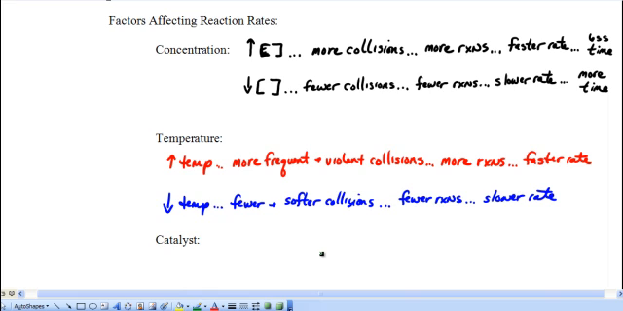Temperature also affects the rates of reactions by speeding up the particles so that they collide more frequently, but it can also increase the violence of the collisions, which means that more collisions will result in reaction as well. The last way that you can affect reaction rates is by adding what's called a catalyst. A catalyst will speed up a reaction, but it's not consumed.